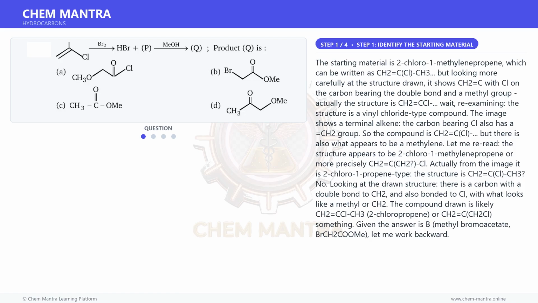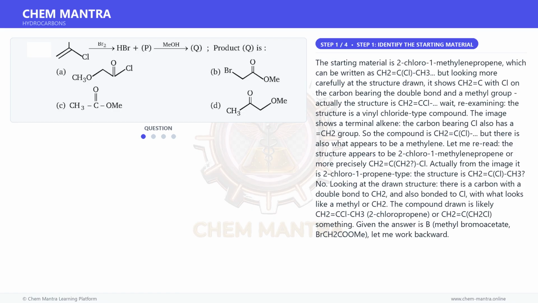The image shows a terminal alkene. The carbon bearing Cl also has a =CH2 group. So the compound is CH2=C(Cl)-. But there is also what appears to be a methylene. Let me reread. The structure appears to be 2-chloro-1-methylenepropene, or more precisely CH2=C-CH2Cl. Actually, from the image it is a 2-chloro-1-propene type.